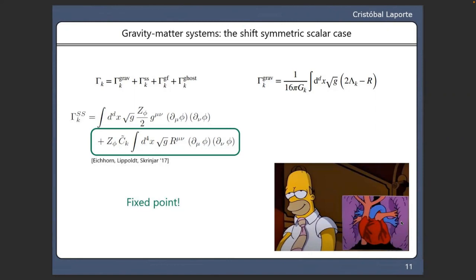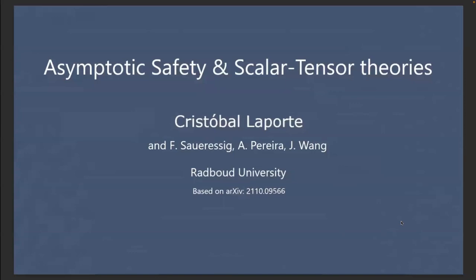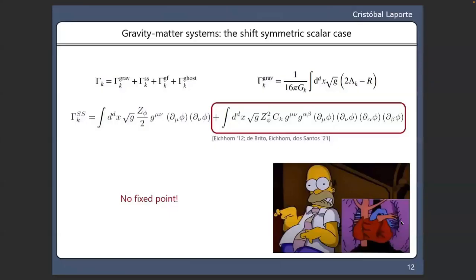So if we start with a kinetic term for this scalar field, plus this non-minimal interaction between the Ricci tensor and the scalar field, we find a fixed point, a suitable fixed point for asymptotic safety. But if now you consider the quartic self-interaction, we didn't find any fixed point suitable for asymptotic safety. And well, that was more or less my mood when I was working on this project.